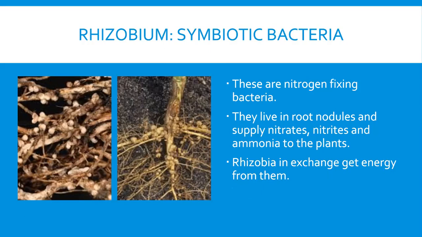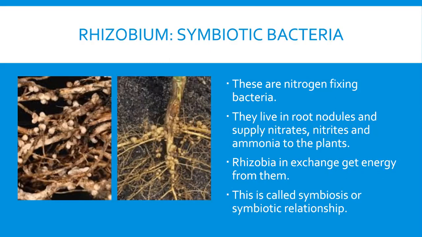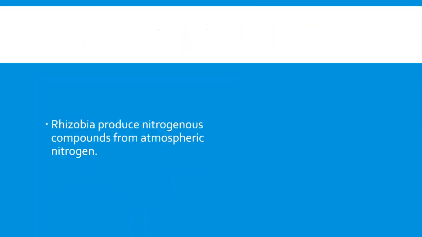So if rhizobia is giving nitrates, nitrites, and ammonia to the plant, what is rhizobia getting itself? It's getting energy, right? It's getting a place to stay. So it's a good thing, and that's why this is called symbiosis or a symbiotic relationship.